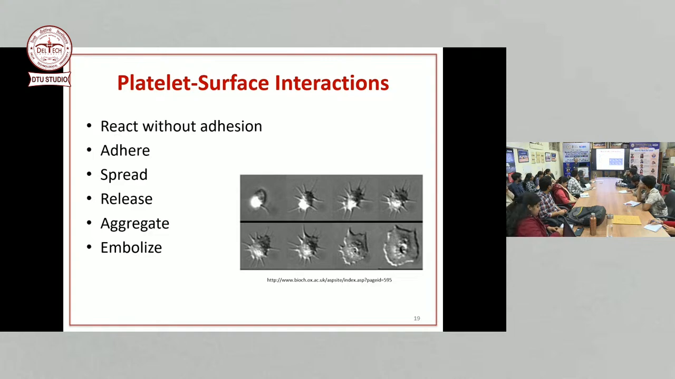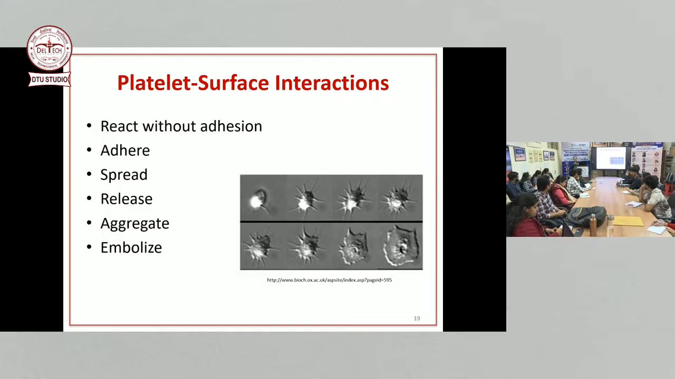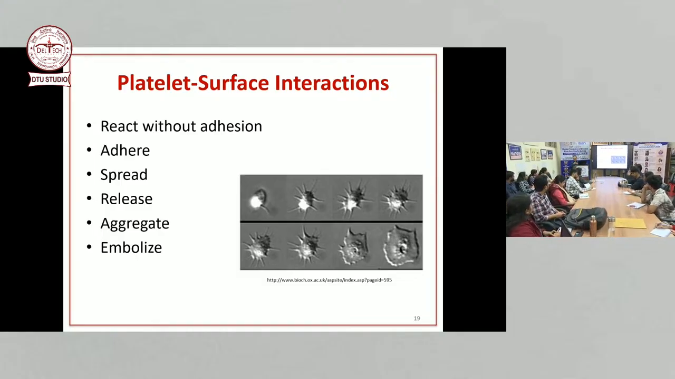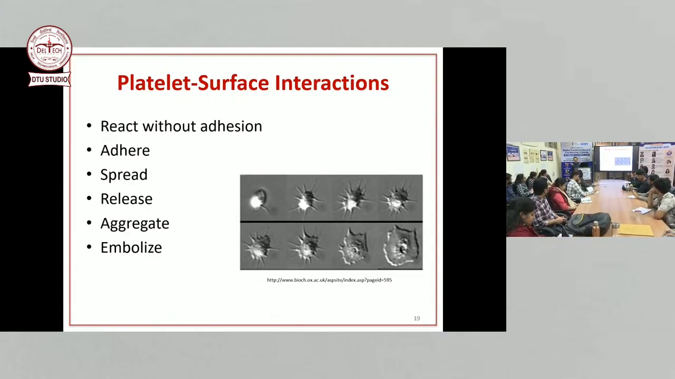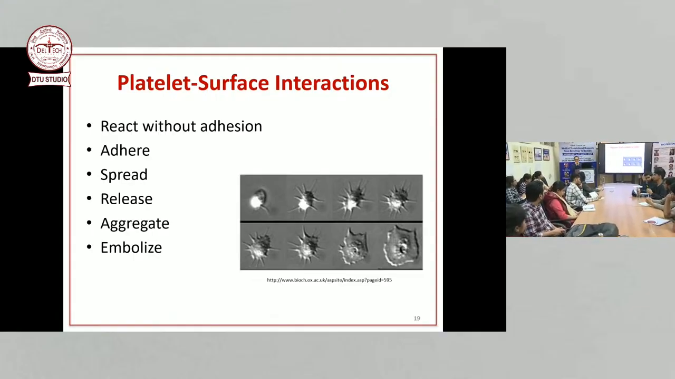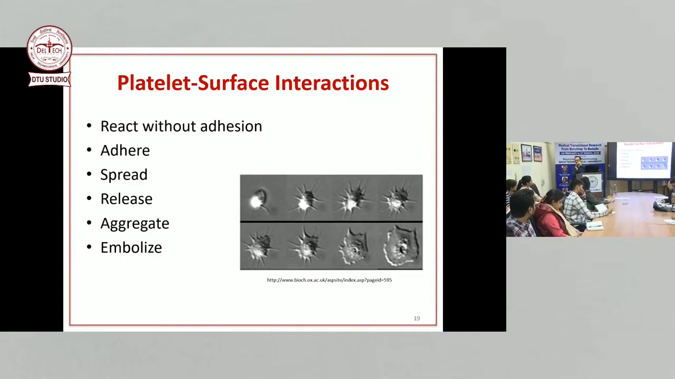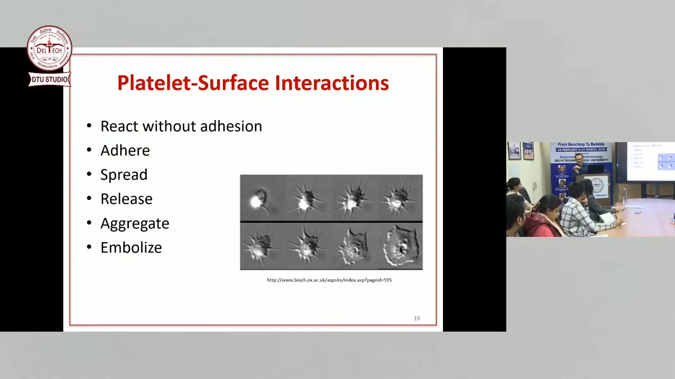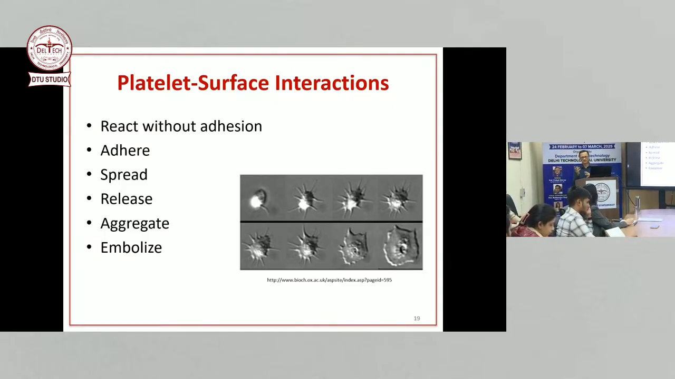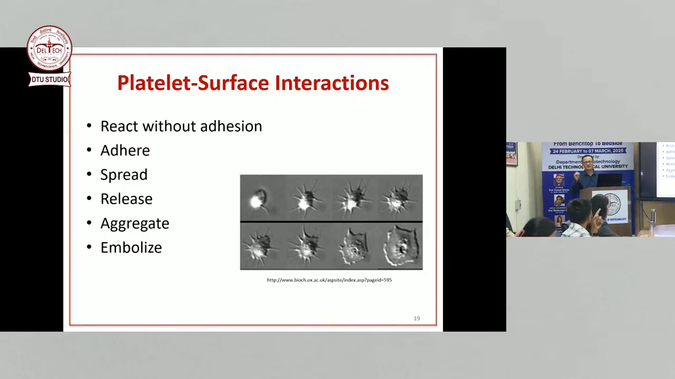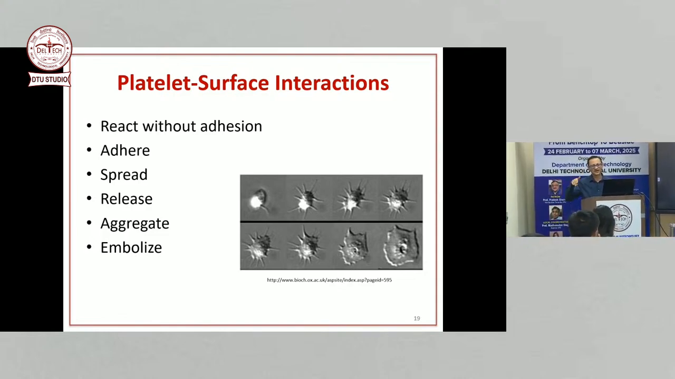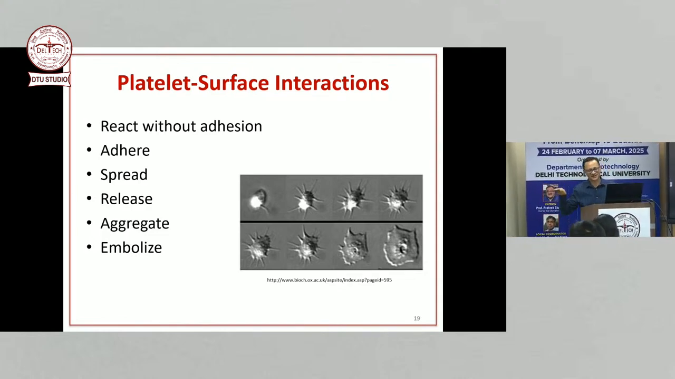But the short answer is, yesterday we talked about how proteins come and stick to the surface, right? And when proteins are sticking to the surface, they are spreading, and the receptors on the platelets are detecting them and attaching to them. That's the short answer, right? But when you have a wound or a cut, then it's a little bit different mechanism.